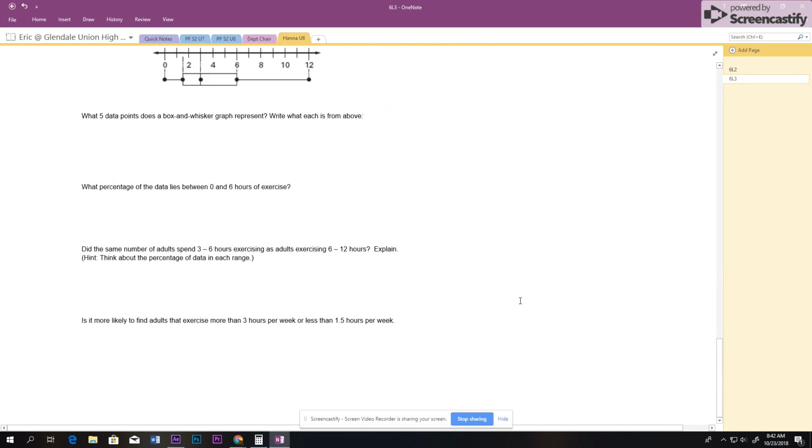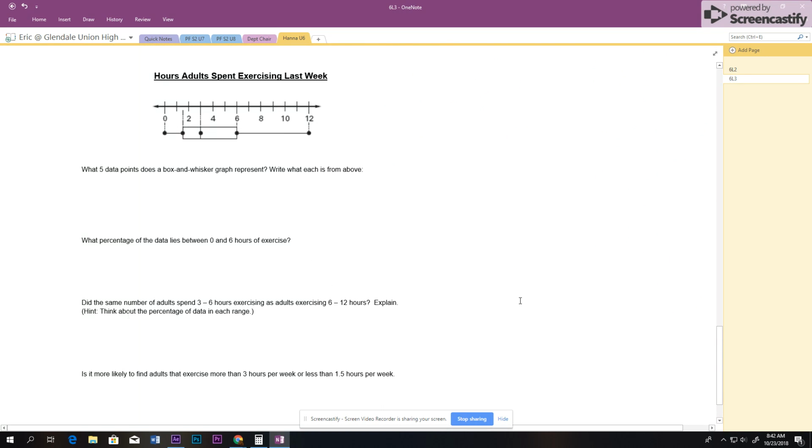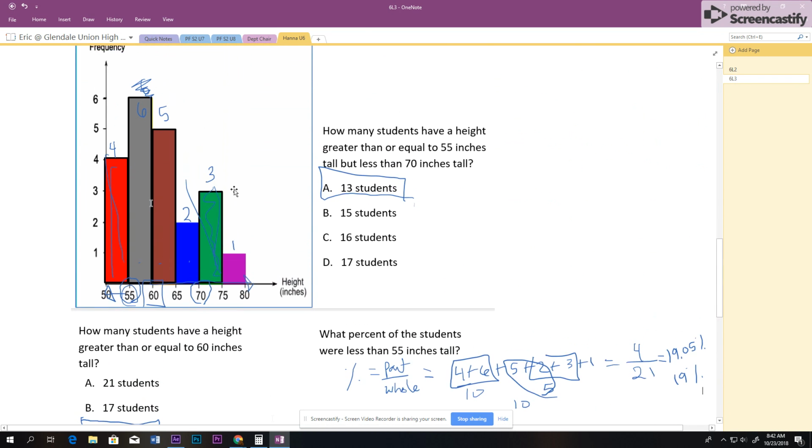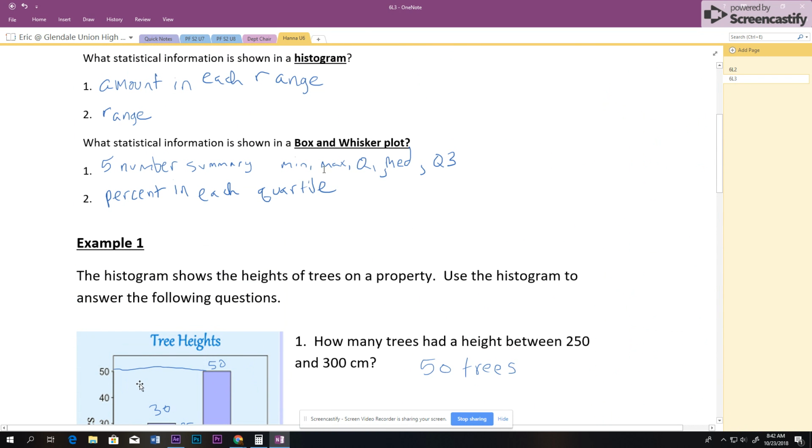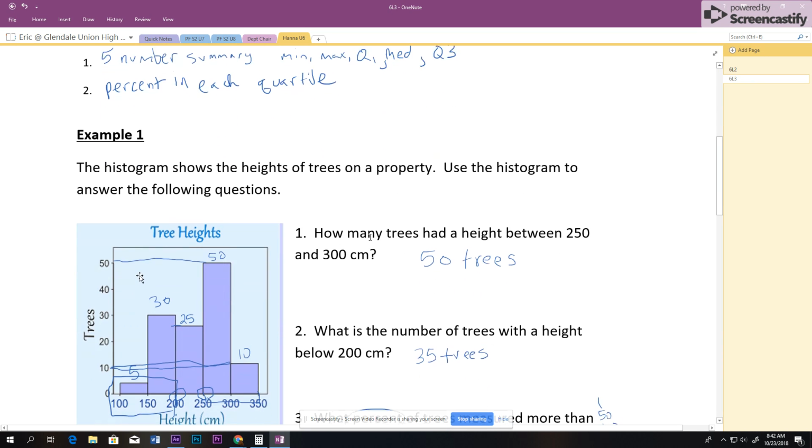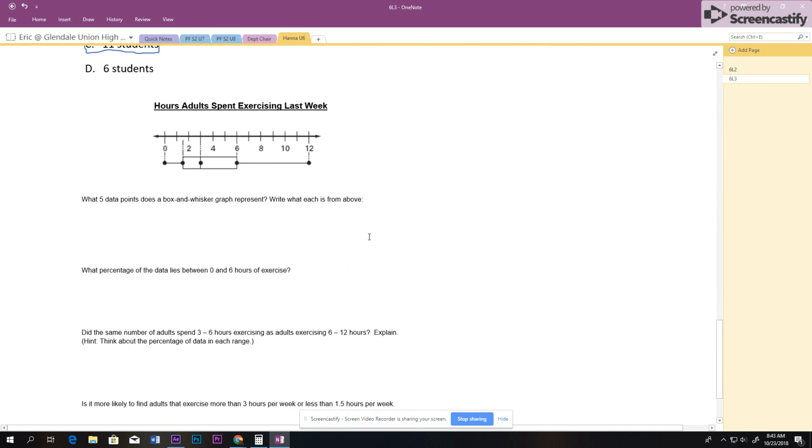And then our last set of questions involving this box and whisker. Let's take a look. What 5 data points does a box and whisker graph represent? Write what each is from above. So from our notes up top, we know that we can find this 5-number summary: the min, the max, quartile 1, the median, and the quartile 3. So let's identify what those are. We have our min and our max, then our 3 quartiles, the quartile 1, the median, and the quartile 3.